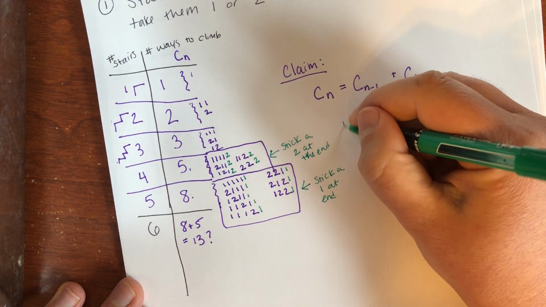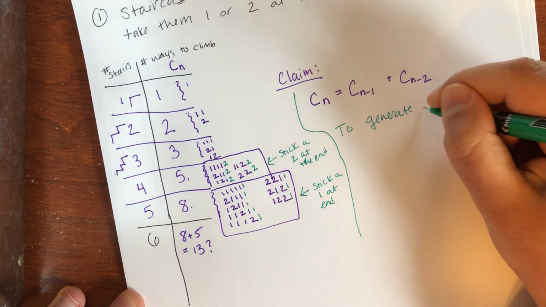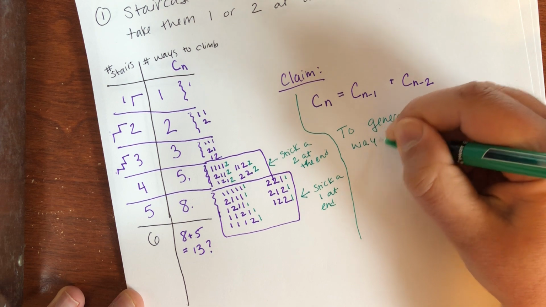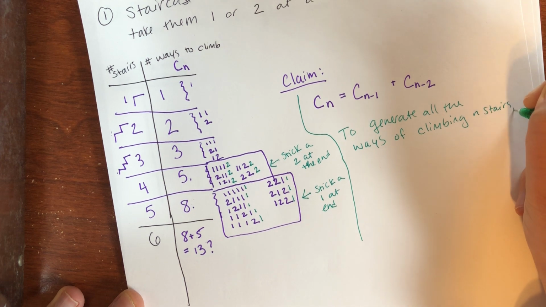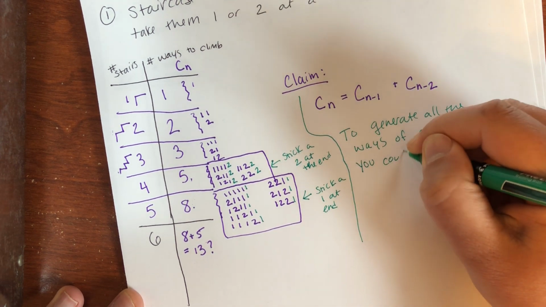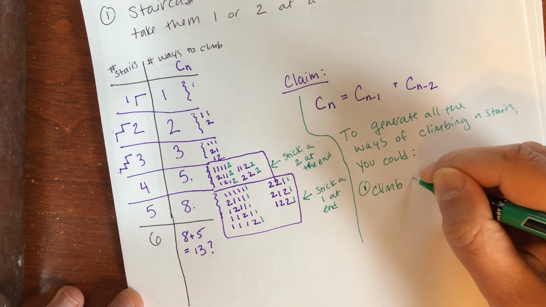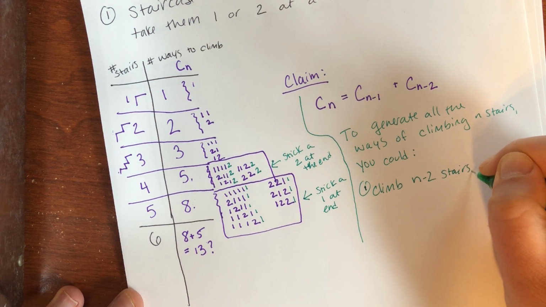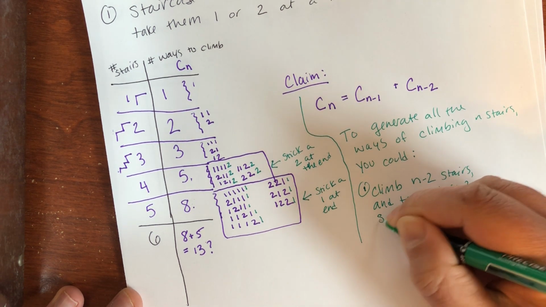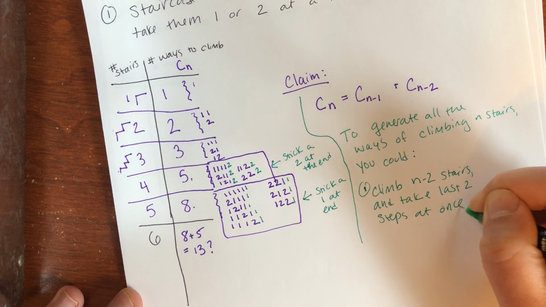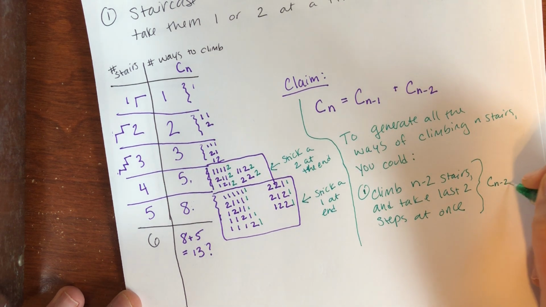So, make a little space here to generate all the ways of climbing n stairs. Well, there's 2 things that could happen. You could, case 1, climb n-2 stairs and then take the last 2 steps at once. That's sort of like this case here where you just stick a 2 at the end. And we know that there are C sub n-2 ways to do this.